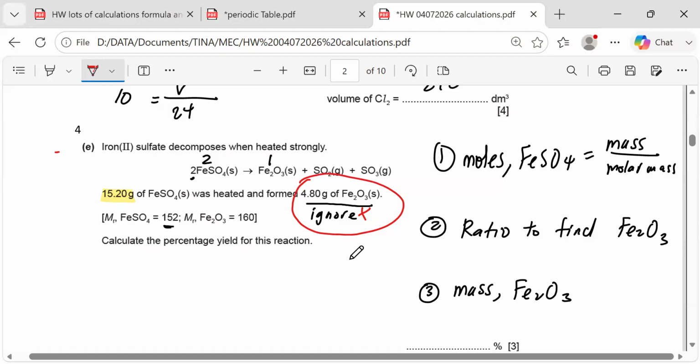Are you sure? This is what I want, and this is what you got. Fe, then it's got 2 Fe2O3. This is your use of the Fe2O3.